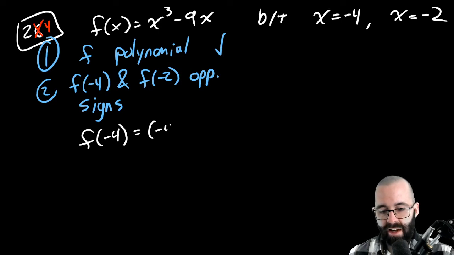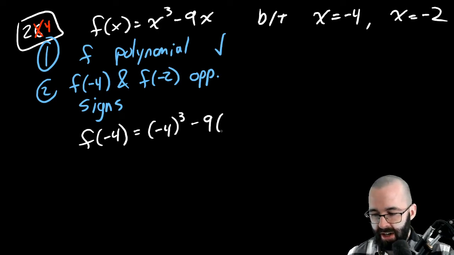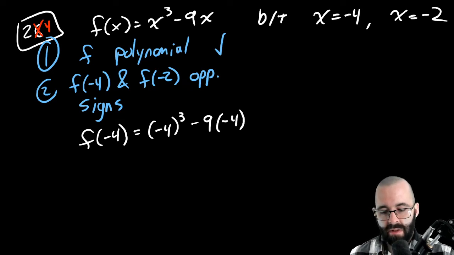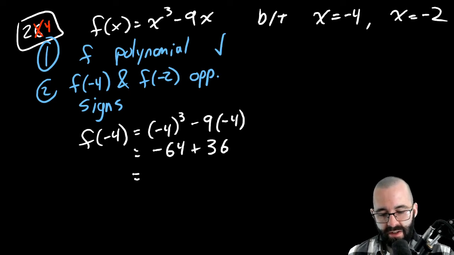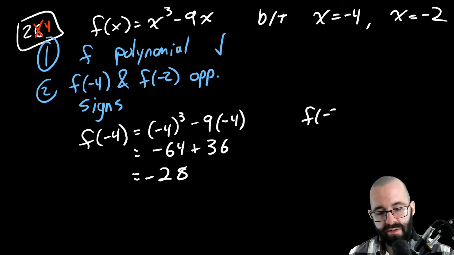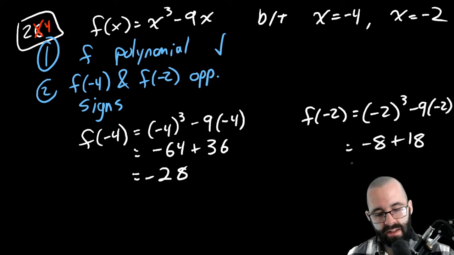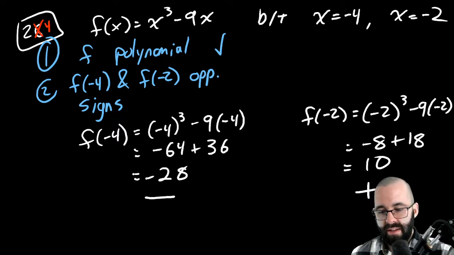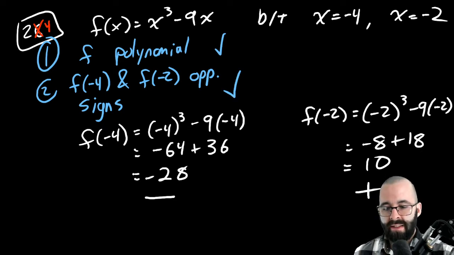F of negative 4 will be negative 4 cubed minus 9 times negative 4. First thing just becomes negative 64. Second thing becomes positive 36. You can use a calculator to help you figure it out. This should be about negative 28. What about f of negative 2? That'll be negative 2 cubed minus 9 times negative 2. Negative 8 plus 18. It's positive 10. This one's a negative. This one's a positive. Yep, they've got opposite signs.